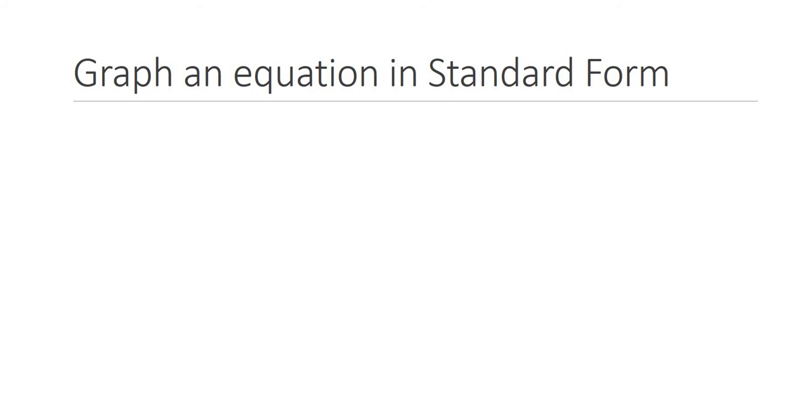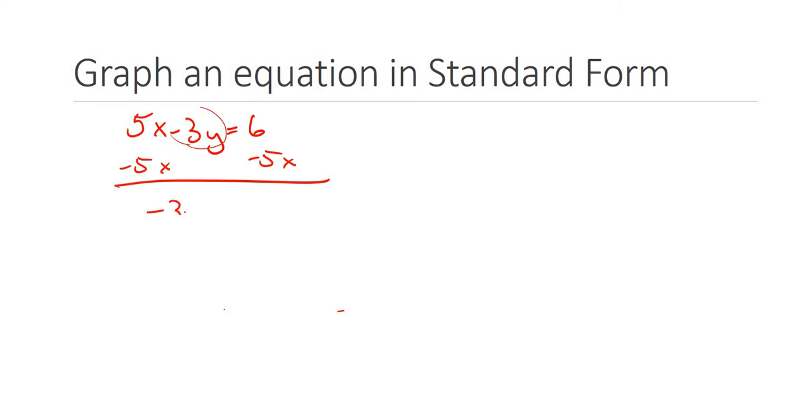Graphing an equation that's given in standard form. So sometimes we're going to see equations that look like this. If I want to graph this, I want to first of all change it to y equals mx plus b. So I want to isolate the y. The first thing I'm going to do is subtract my 5x. So now I have -3y equals -5x plus 6. And then I have to divide by -3.